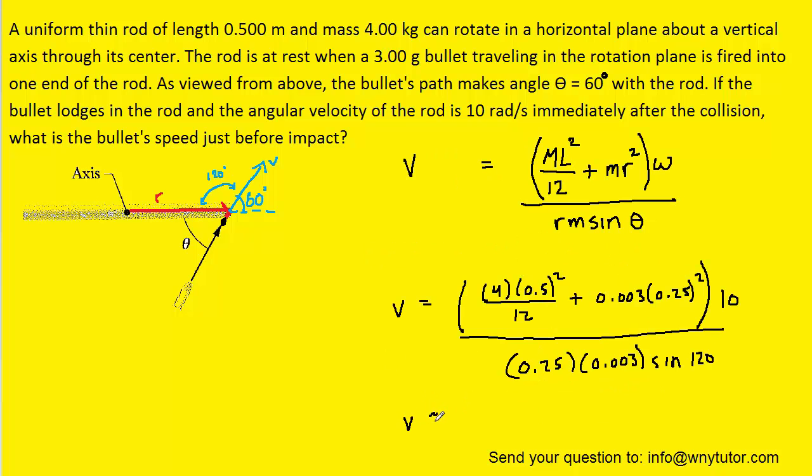When you crunch that all down, you should get approximately 1.3 times 10 to the 3. The unit will be meters per second since we used all standard units for our numbers. This is the correct answer to the question.